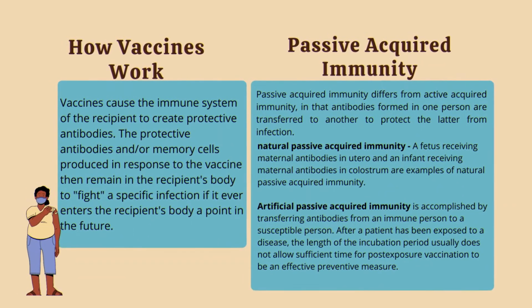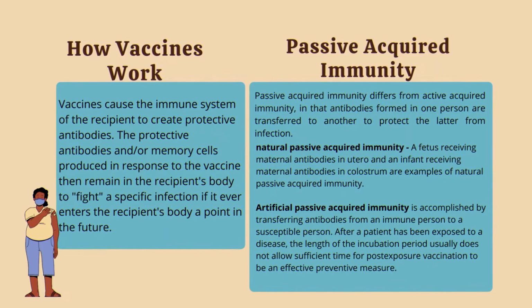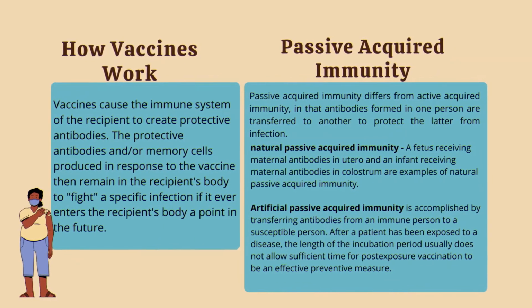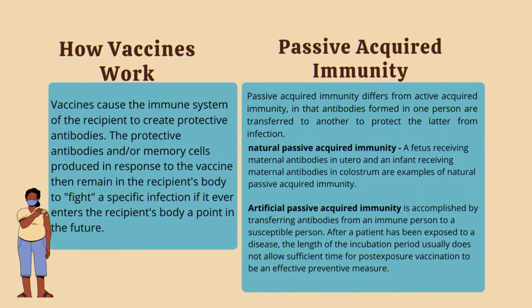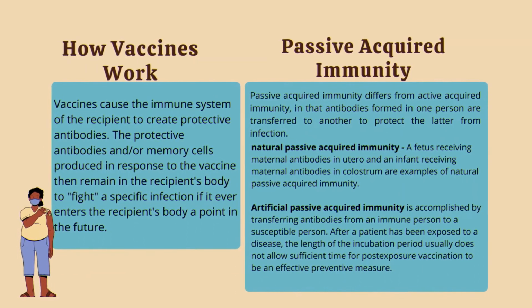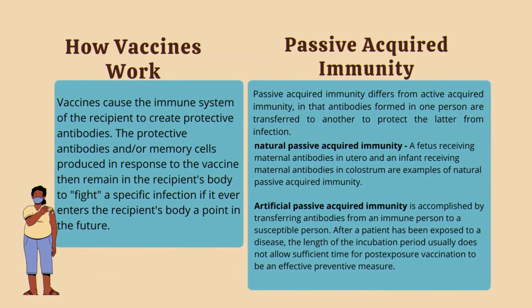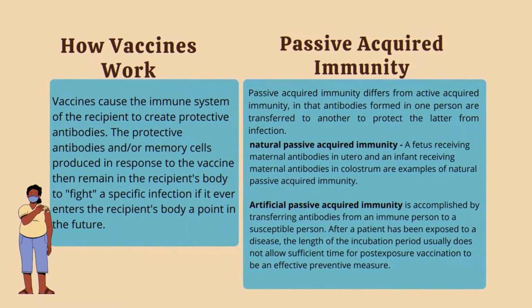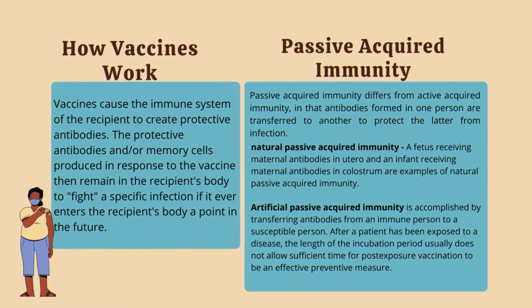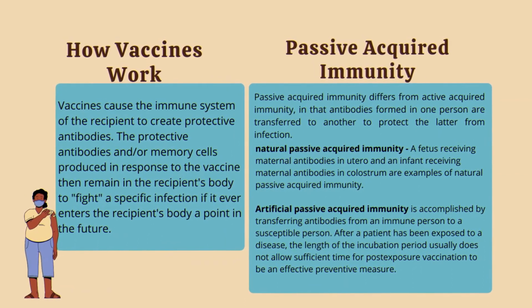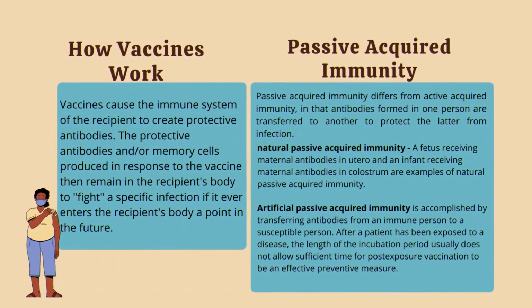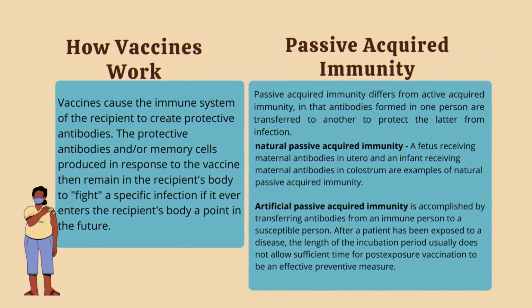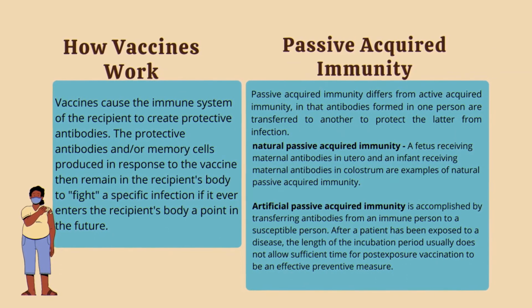After a patient has been exposed to a disease, the length of the incubation period usually does not allow sufficient time for post-exposure vaccinations to be an effective preventive measure. This is because a span of about 2 weeks is needed before sufficient antibodies are formed to protect the exposed person. Receiving a shot of gamma globulin is an example of artificial passive acquired immunity.